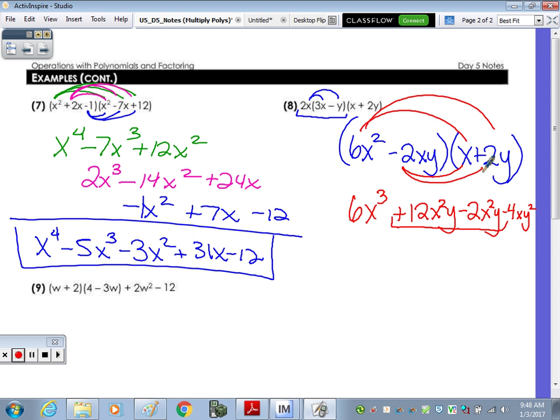Combining like terms, there's no other x cubed, so writing 6x cubed. A positive 12 minus 2 is a positive 10, keeping the x squared y, and then minus 4x y squared.